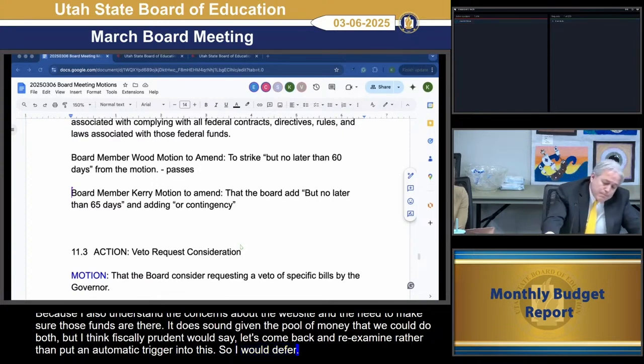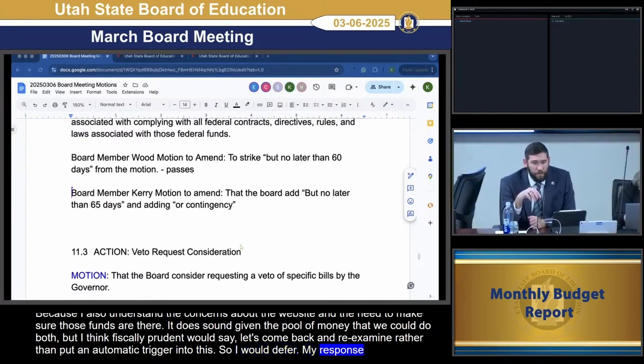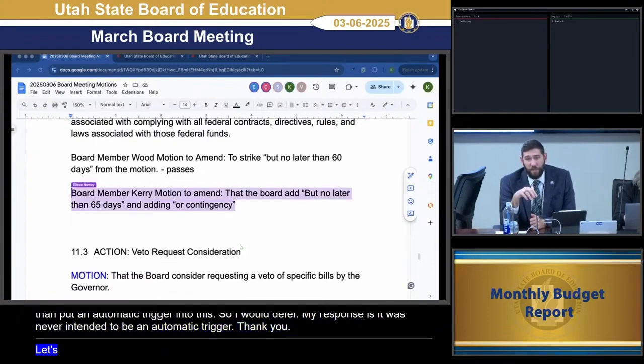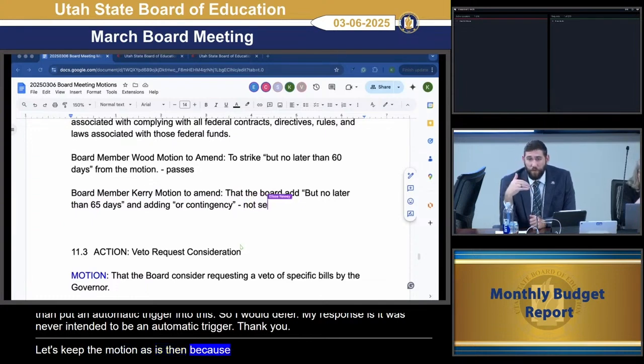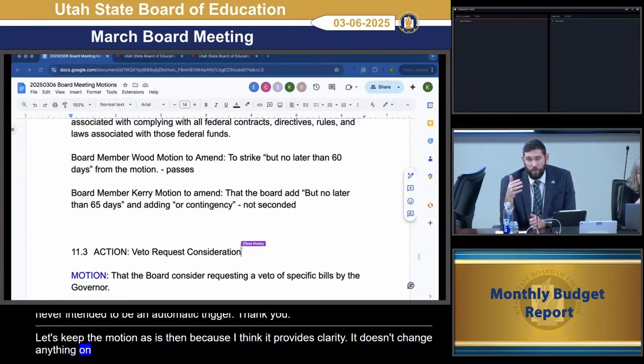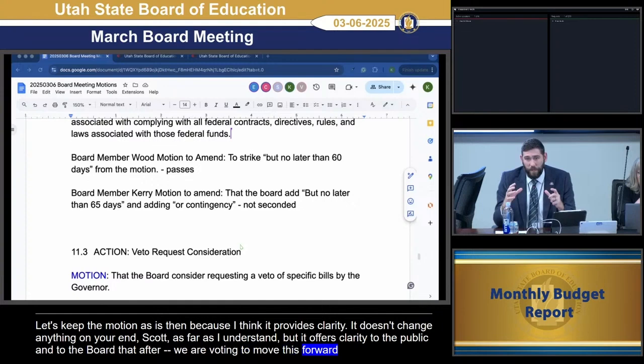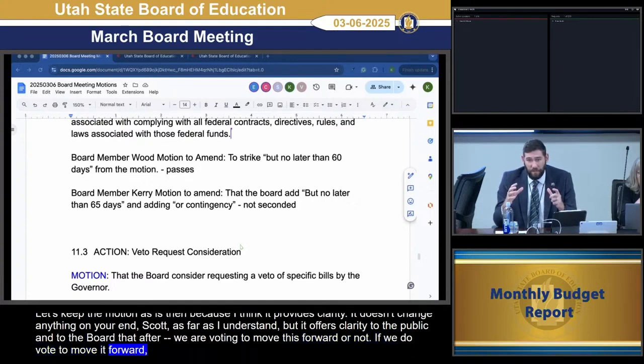Thank you. Well, let's keep the motion as is then, because I think it provides clarity. It doesn't change anything on your end, Scott, as far as I understand, but it offers clarity to the public and to the board that after we are voting to move this forward or not, and if we do vote to move it forward, then if we don't have the money in just the general pool, then on day 66, it will be pulled from contingency. Am I understanding that correctly?